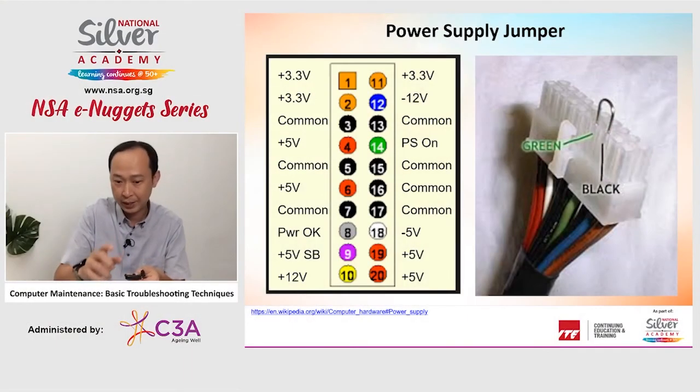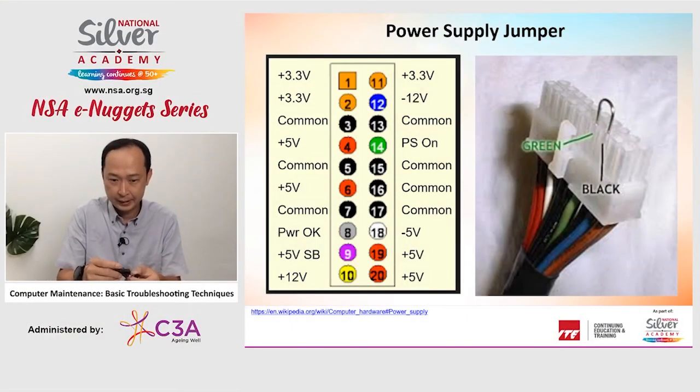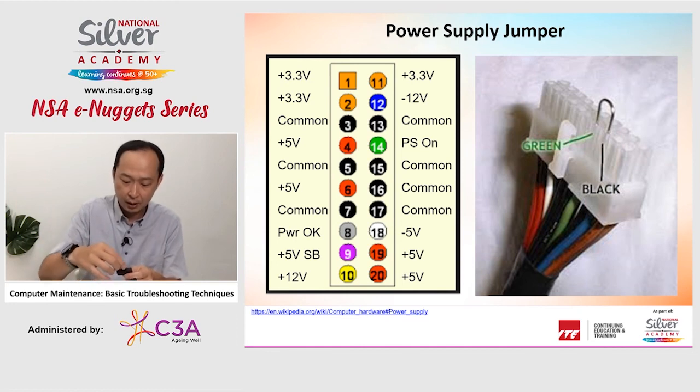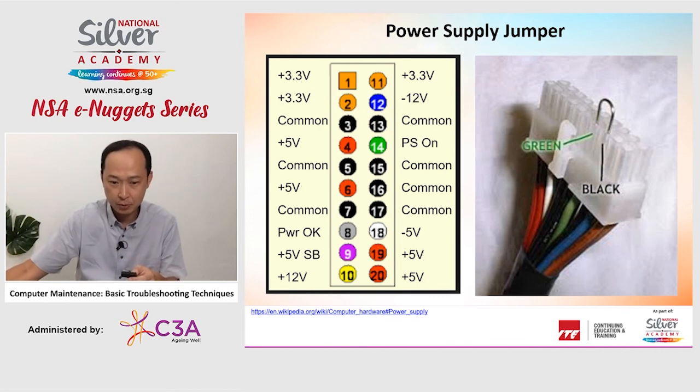You can simply use any paper clip and just make a bend. This is just a typical paper clip. From the green socket that you can see on the slide, just jump it to any black socket. Any black. That means one PS on green to any one of the black.